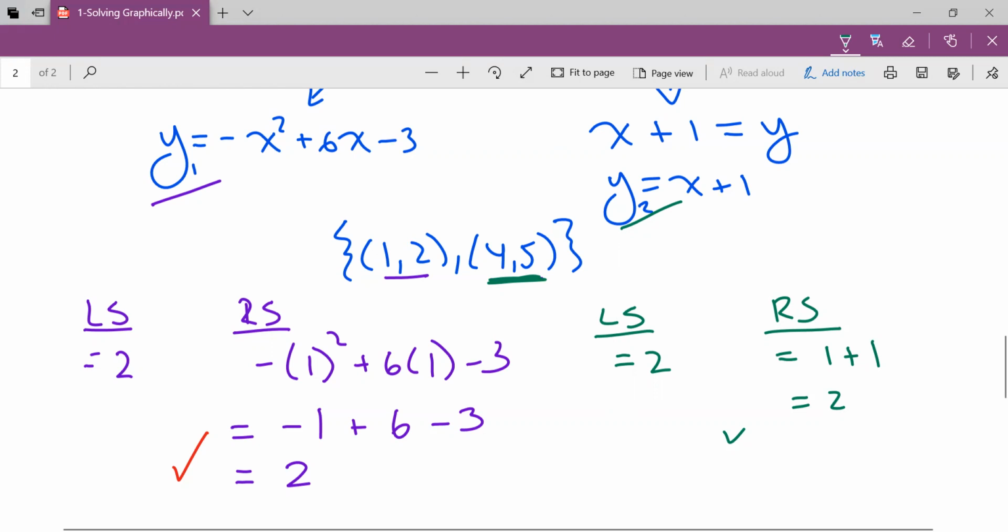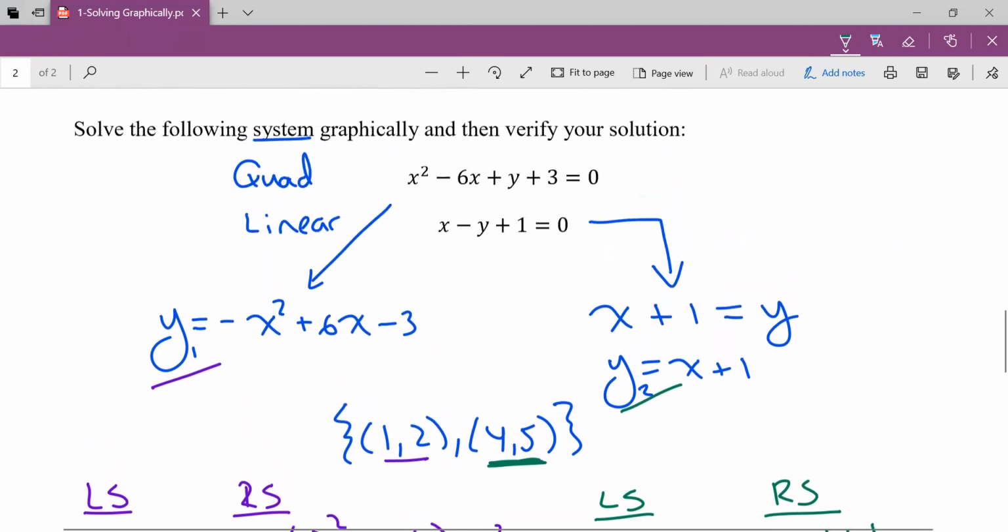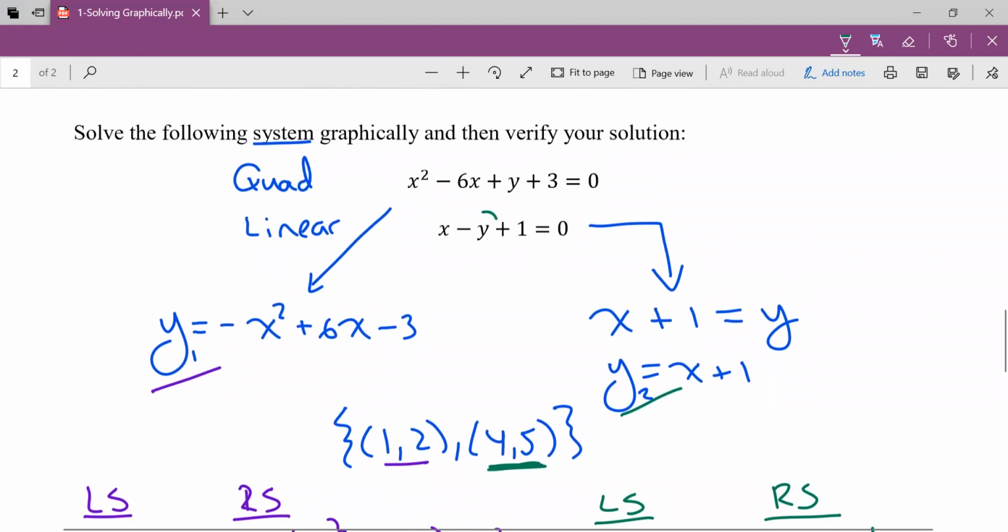There it is, friends. So when we're solving an equation graphically, what we want to consider is getting y isolated, graph and solve, finding the point of intersection or points, depending on the question. There it is.